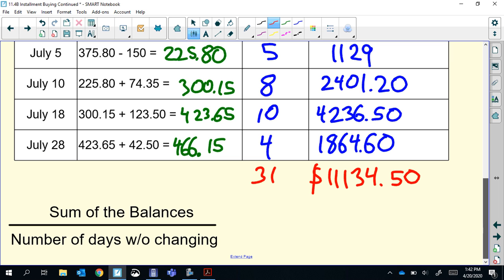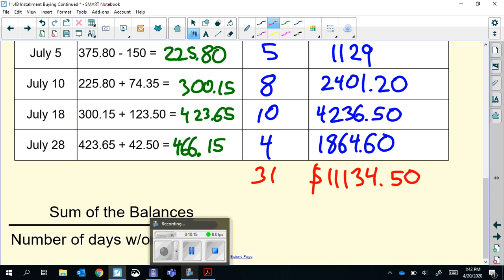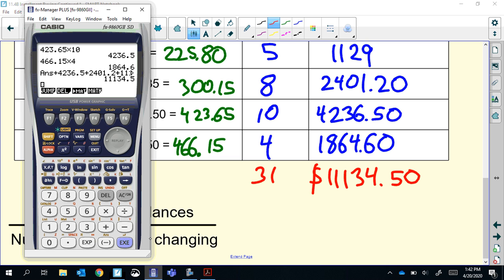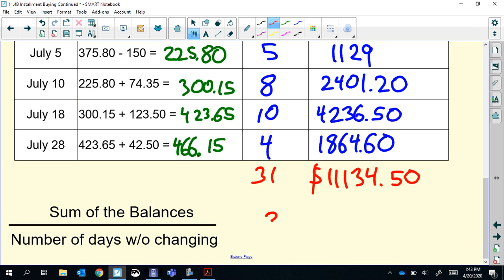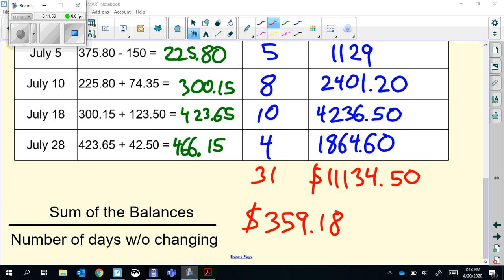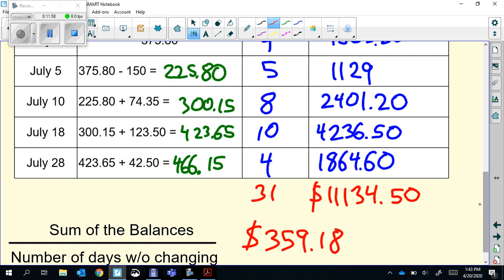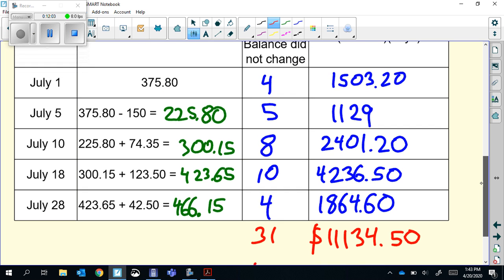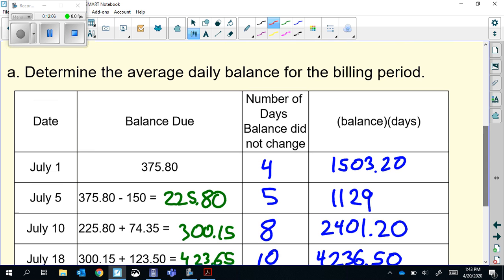Then we're going to divide by 31. Sum of the balances divided by the number of days. It's 359.18. So that is the average daily balance. The sum of all of those divided by the 31 days in the month. It's an average of 359.18.